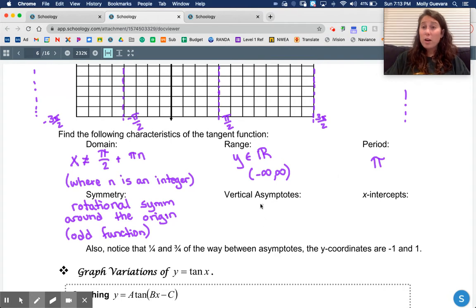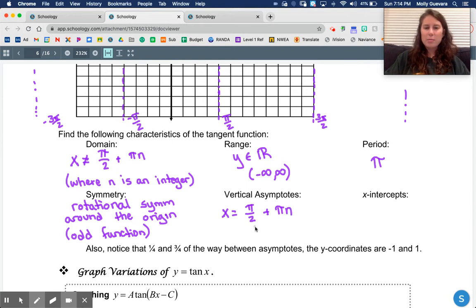Vertical asymptotes. Where are the vertical asymptotes? Well, I know that there is one at pi over 2. I know that there's another one at 3 pi over 2. So if I add pi, then there's another one at 5 pi over 2, at 7 pi over 2, right? And I can keep going. So this is pi n.